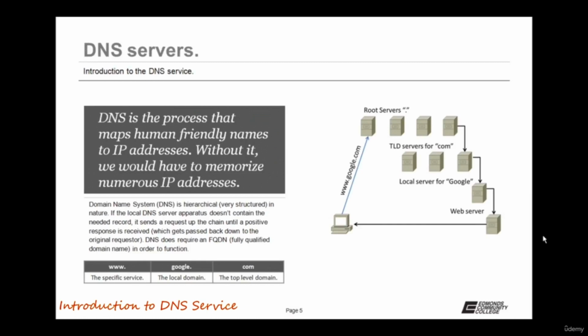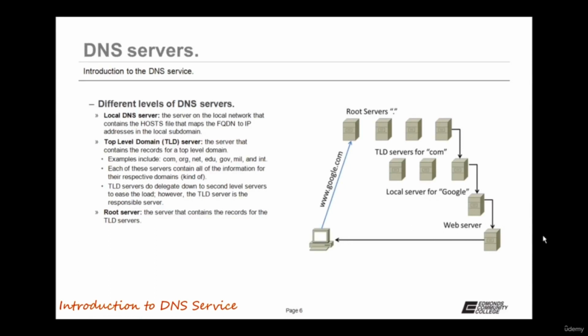Now, an FQDN is the www.google.com. It's that naming convention right there. The www is the specific service that's being requested. The Google portion is the local domain that contains the specific service, and the com is the top level that contains the Google that contains the specific service. That is an FQDN.